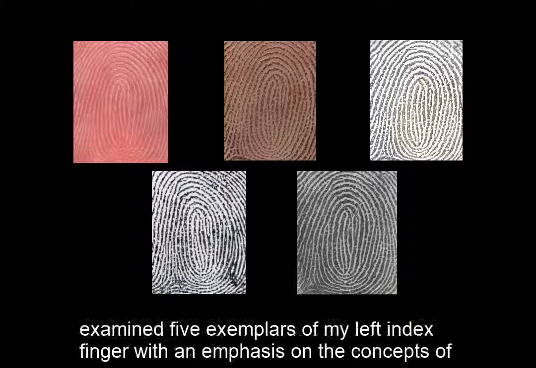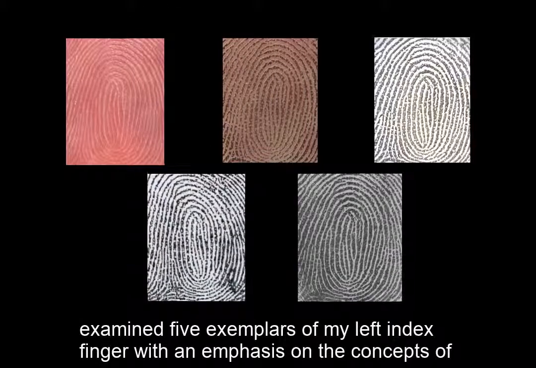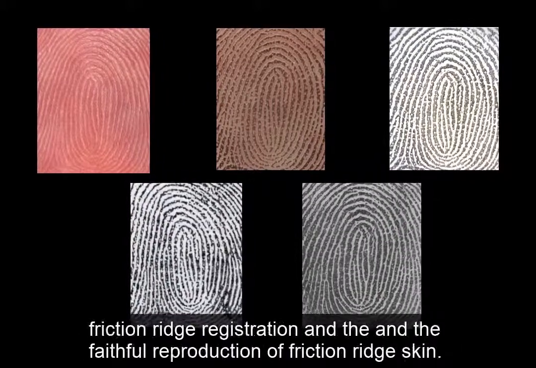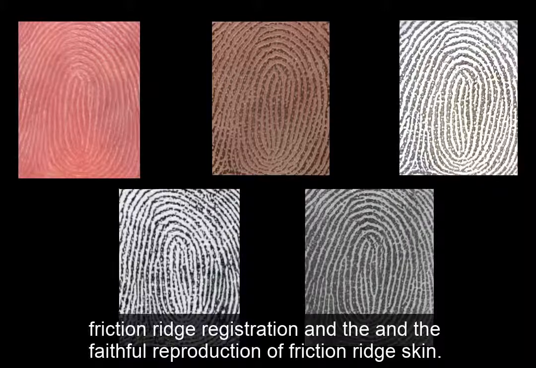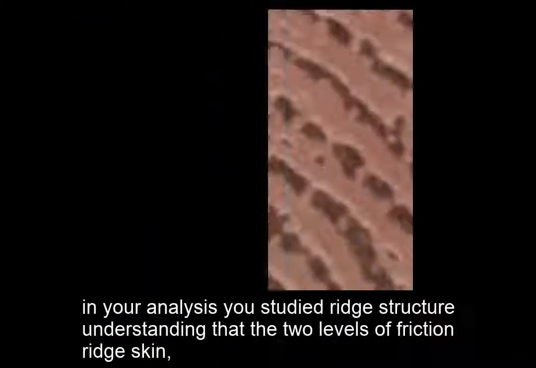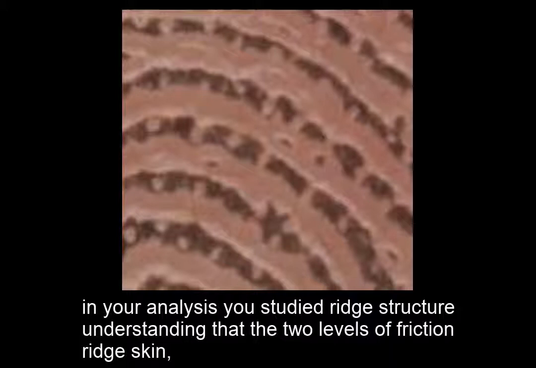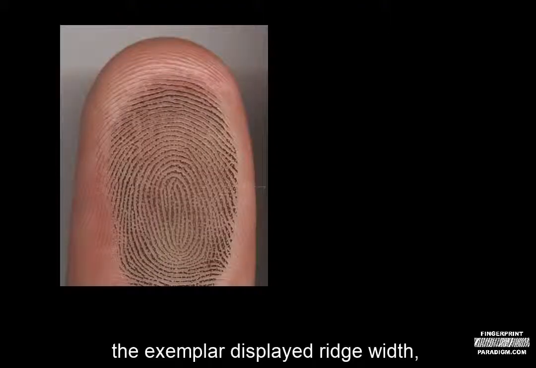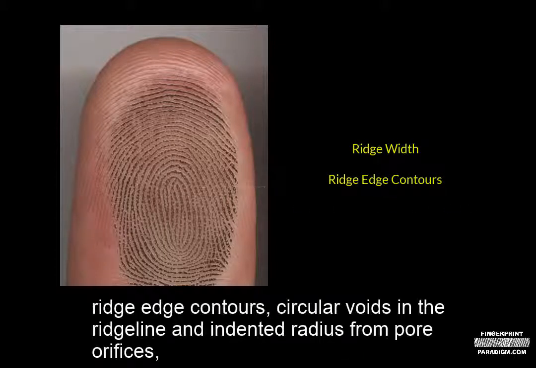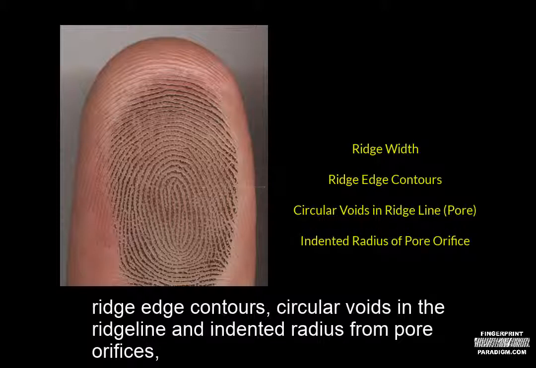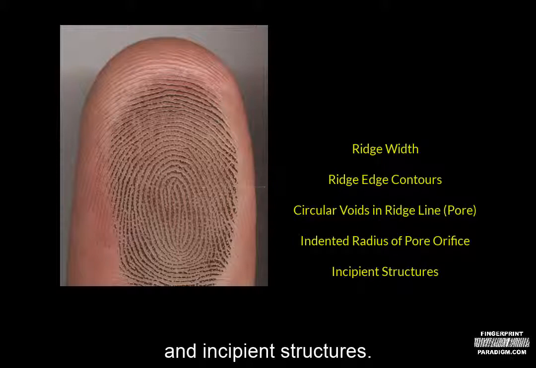In this video, you have examined 5 exemplars of my left index finger with an emphasis on the concepts of friction ridge registration and the faithful reproduction of friction ridge skin. In your analysis, you studied ridge structure, understanding that the 2 levels of friction ridge skin, the elevated ridges and the recessed furrows, are recognized by the contrasting registration coloration. In these observations, the exemplar displayed ridge width, ridge edge contours, circular voids in the ridge line, and indented radius from pore orifices, and incipient structures.